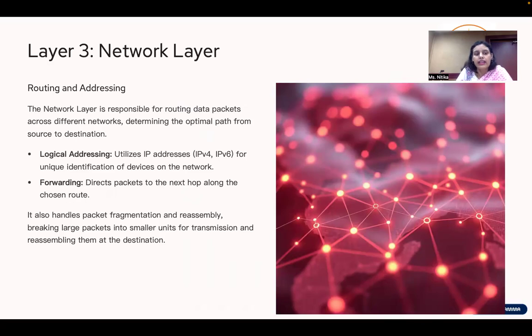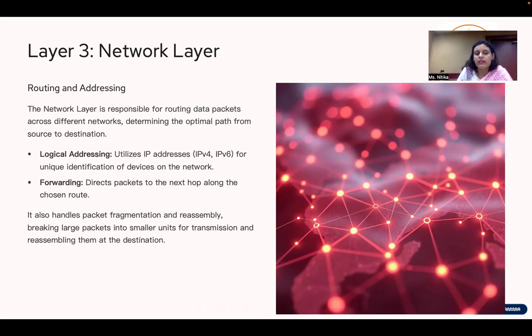The third layer is the network layer. The network layer helps us provide a path through which data can easily travel from sender to receiver. It is responsible for routing data packets across different networks, determining the optimal path from source to destination, so that data is forwarded in minimal time with minimal cost. Logical addressing and forwarding.